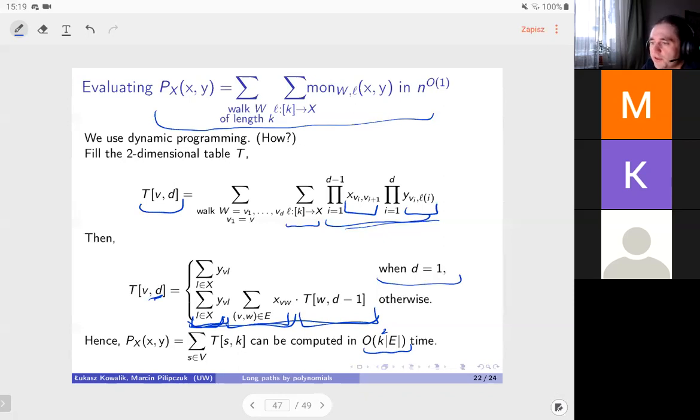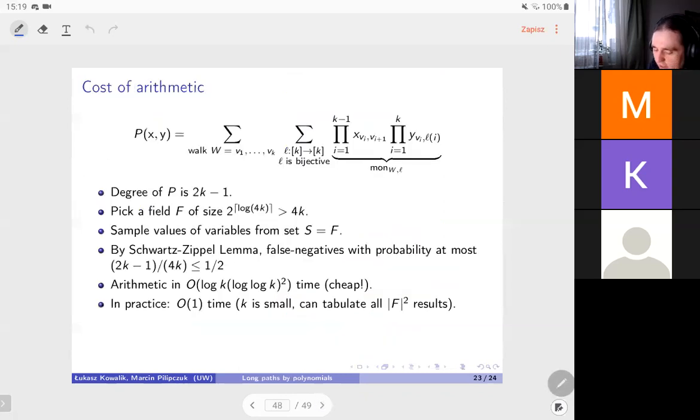What's the polynomial up there? Sorry for not being careful. Okay. So this is dynamic programming. And the punchline here is that we can actually compute this polynomial. And let's look at the fact that we did some dynamic programming algorithm.